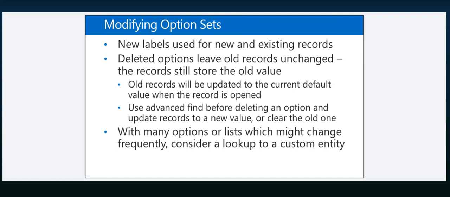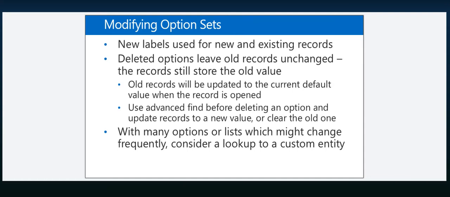If you delete options from your option sets, all the old records that have that value will still have the old value. That can be a little problematic when it's trying to show the data and you actually don't have the information. All the old records will then be updated to the current default value when the record is opened, but not until it's opened. So what is definitely recommended is that you use advanced find to look up all the old values that you're going to take out and replace them with something else prior to making changes to the global option set. You can clear it out and basically have a clean slate to work with.